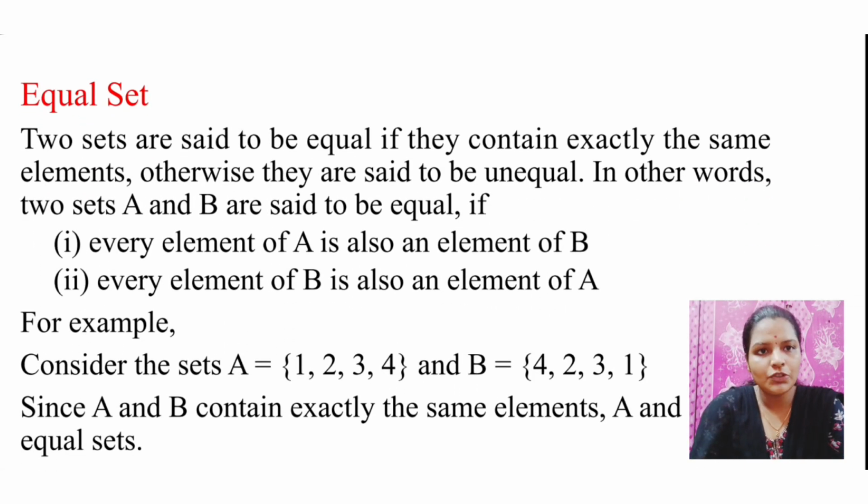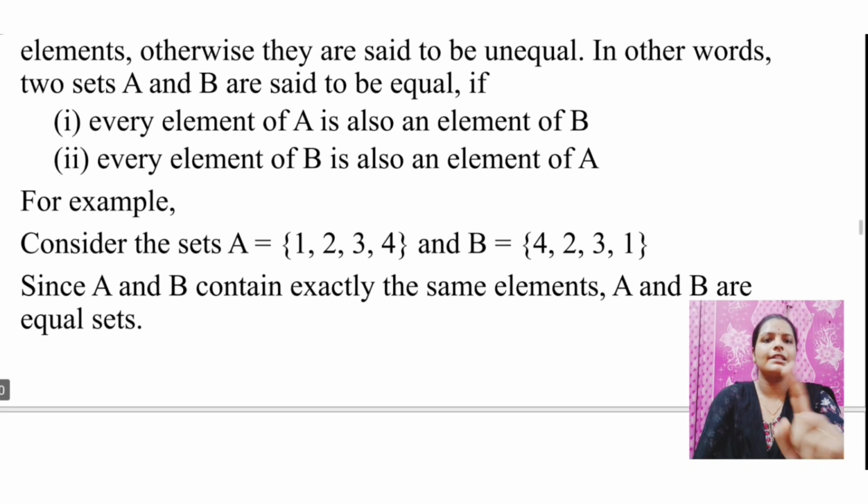Two sets are said to be equal if they contain exactly the same elements. Otherwise, they are said to be unequal. In other words, two sets A and B are said to be equal if every element of A is an element of B, and every element of B is an element of A.